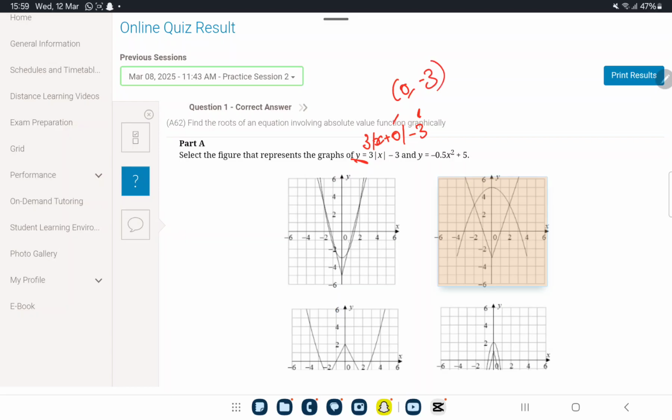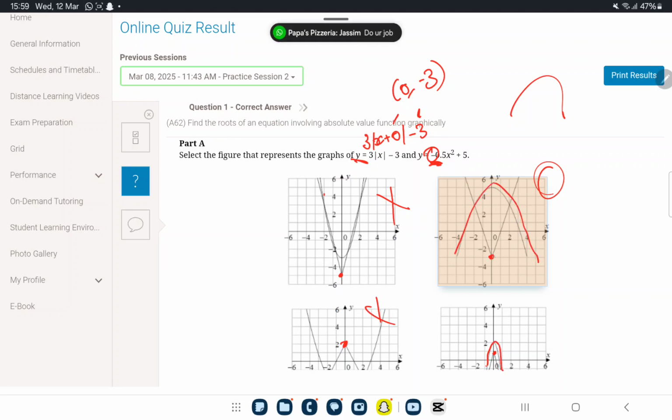So we look at the vertex. This is 0 minus 5. This is 0 minus 3. This is 0 1. And this is 0 2. This is the only one that has the correct vertex, so it's already correct. And then we look at the other ones. It's downward, it's opening downwards like this because it's negative here. This one is opening upwards, so it's wrong. So is this one. This one is opening downwards, and this one. But this one is already the only one that has the vertex that we want.